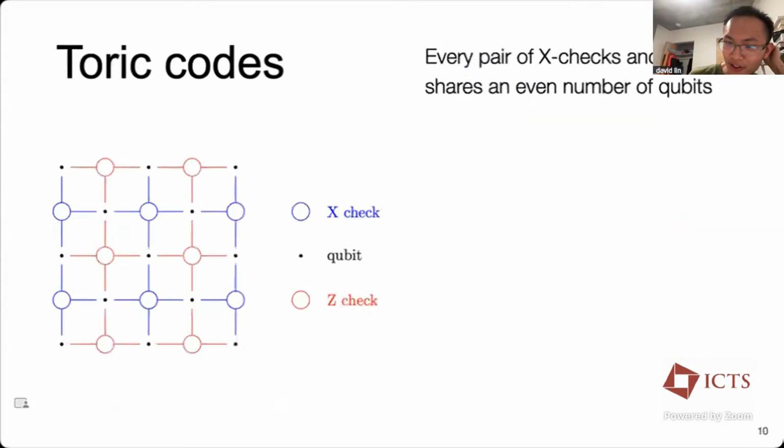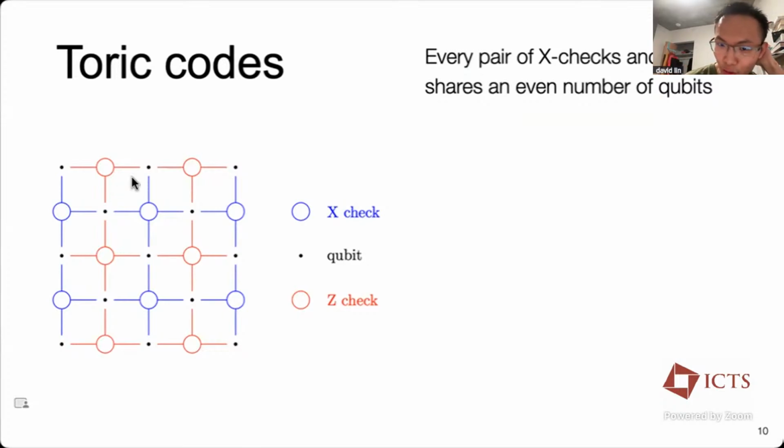And let me just give you a quick example. One of the famous quantum codes is known as the toric code. Here I'm drawing a grid, and this grid is laid on a torus. That means the top and the bottom are identified, and the left and the right are also identified. Then on this grid, there are some X checks, qubits, and Z checks. And these segments indicate how the checks act on the qubits.